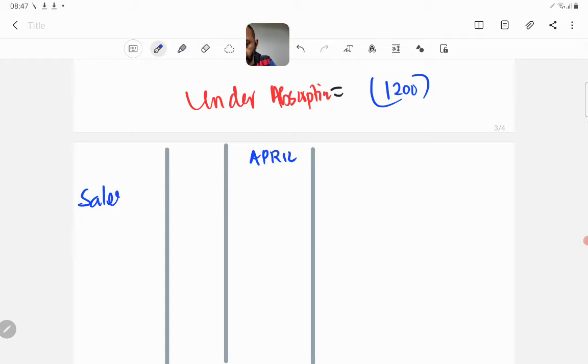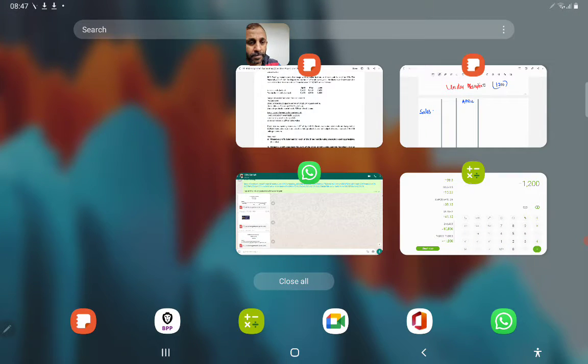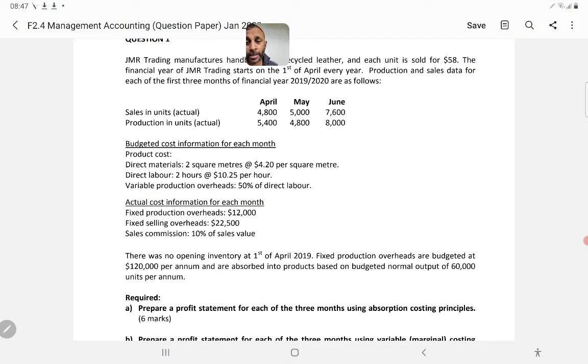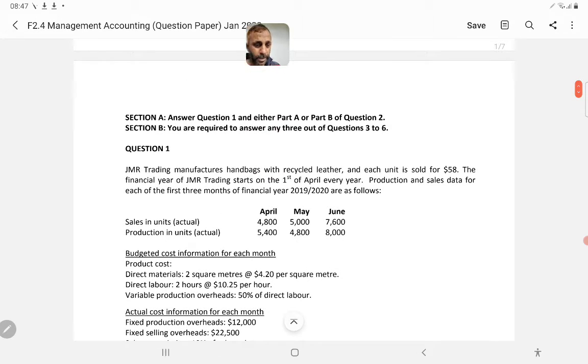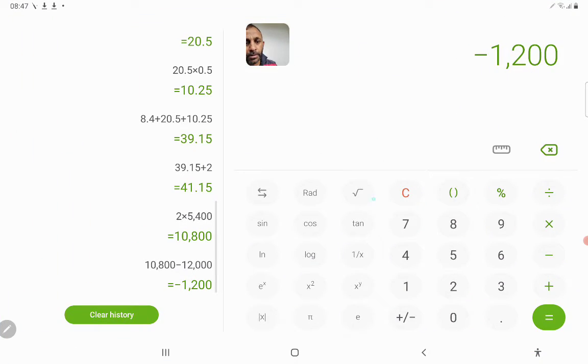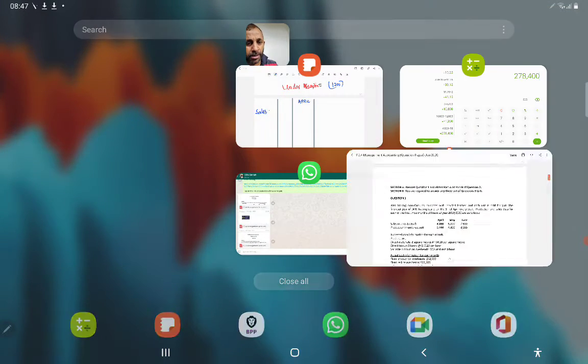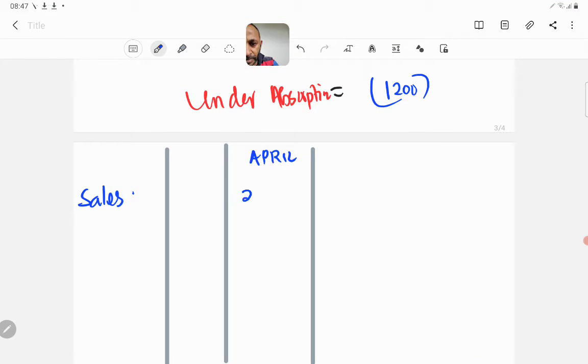Sales. How much is the sales? 4,800 units we sold and the selling price is 58. 4,800 into 58 is 278,400. That is 58 into 4,800 minus cost of sales. In absorption costing, we just use the word cost of sales, same like financial accounting.